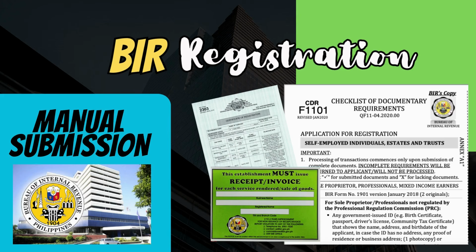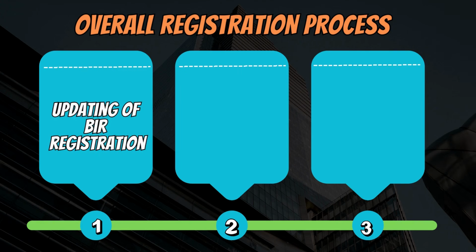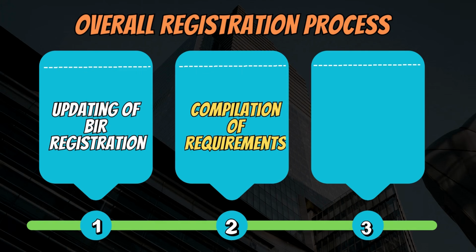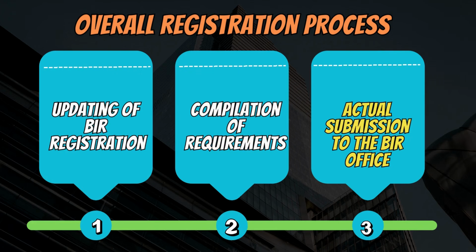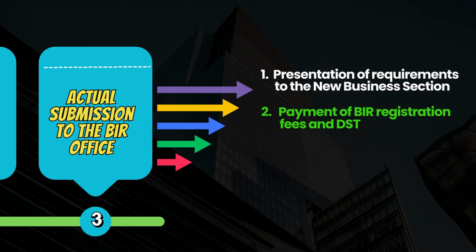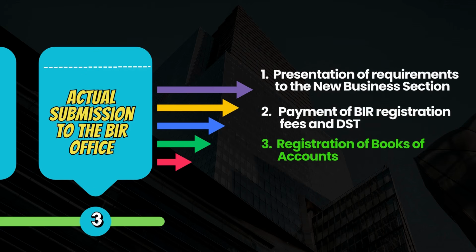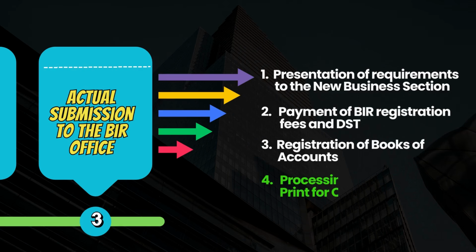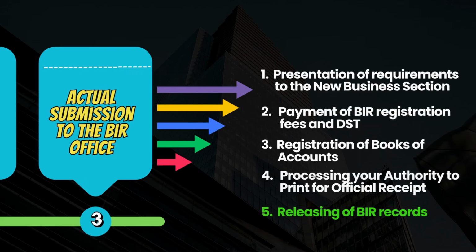Here's the step-by-step guide on the registration. Number 1, update your BIR registration. Second, compile requirements, including completing BIR forms. And lastly, the actual submission to the BIR office. This process will cover the following. First, presentation of requirements to the new business section. Second, payment of BIR registration fees and documentary stamp taxes. Third, registration of books of accounts. Next, processing of your authority to print. And lastly, the releasing of your BIR records.